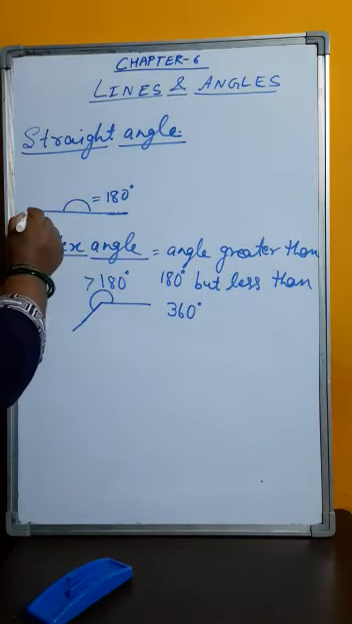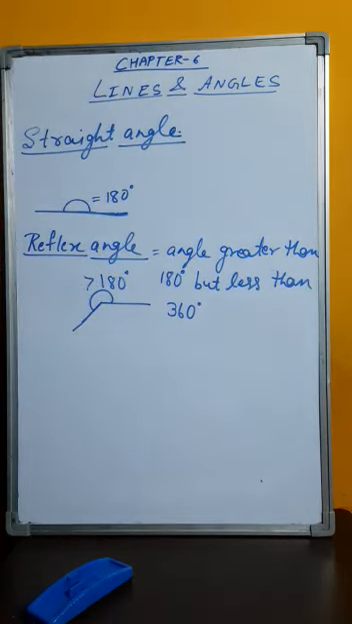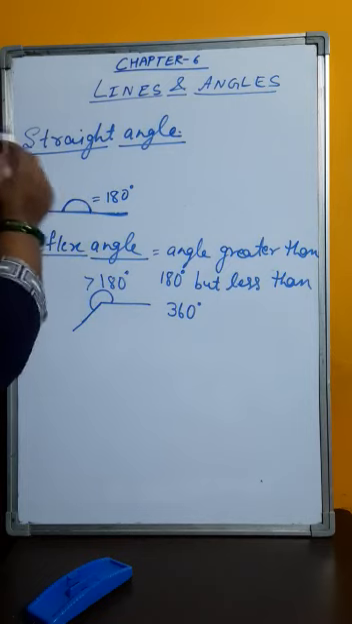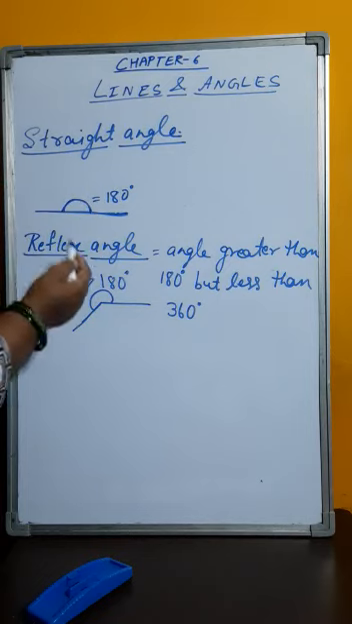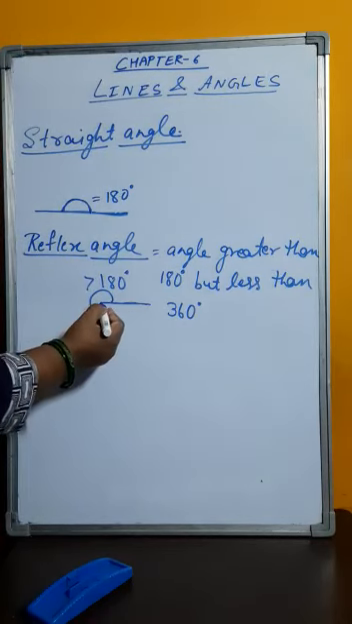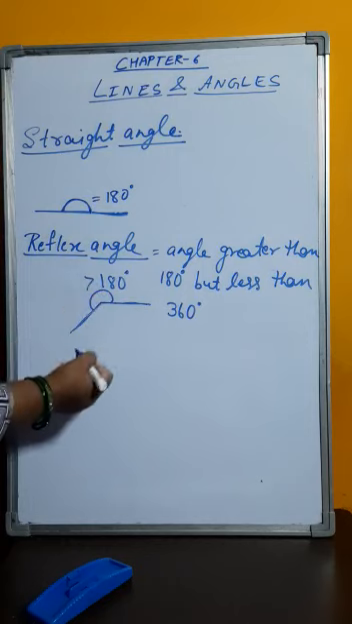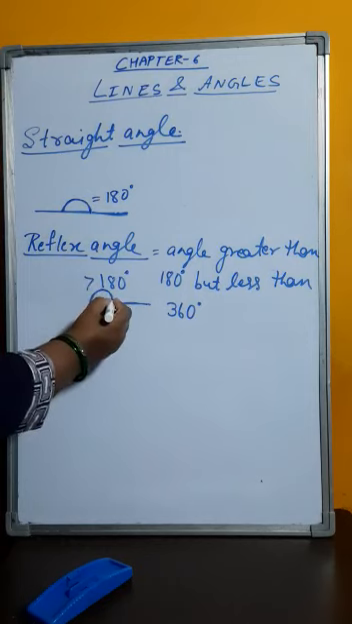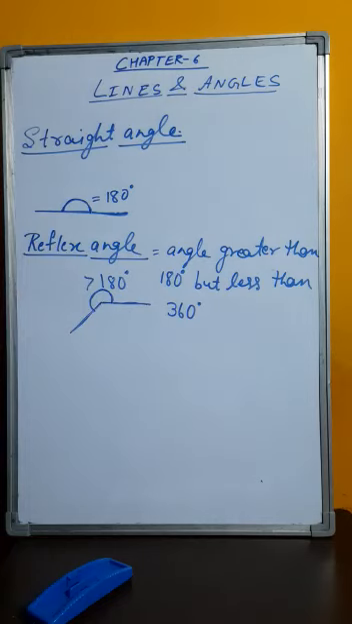See students, straight angle. When we draw a line in a plane, which is equal to 180 degrees, it is said to be a straight angle. Reflex angle: you can see I have made an angle like this which is greater than 180 degrees but less than 360 degrees. This type of angle is known as a reflex angle.